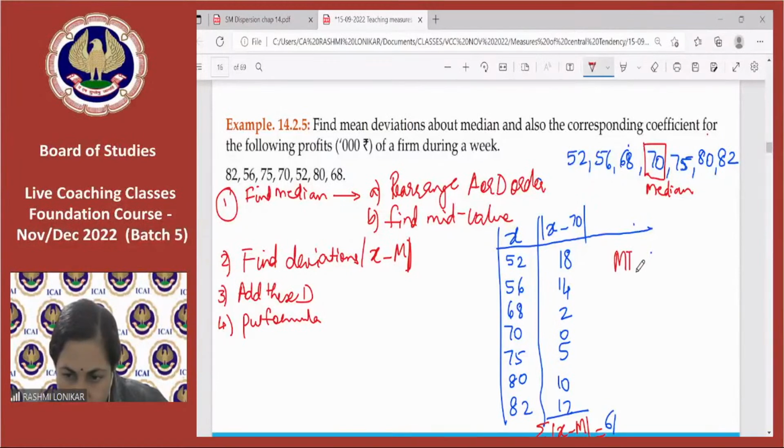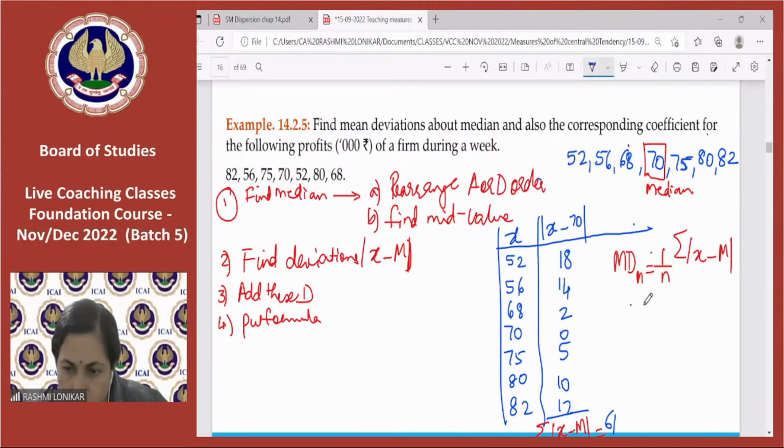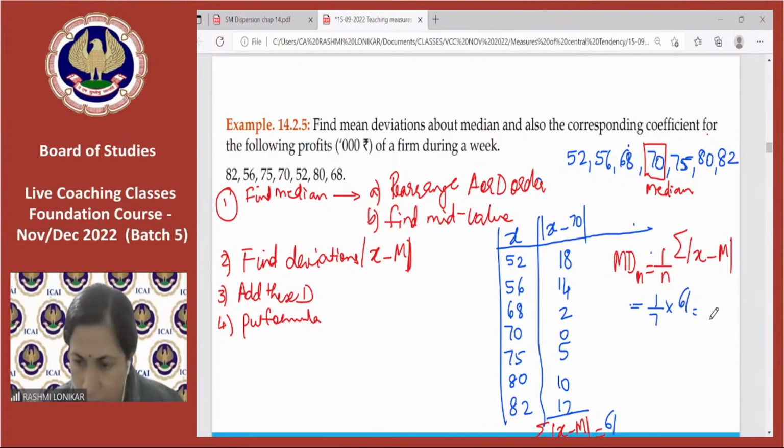Mean deviation about the median will be equal to 1 upon n summation of |x minus mean|. So what is the value I have got? How many numbers are there? 7. 1 upon 7 times the sum of |x minus x bar|, which is 61. So 61 divided by 7, the answer will be 8.71. I hope I've calculated correctly.